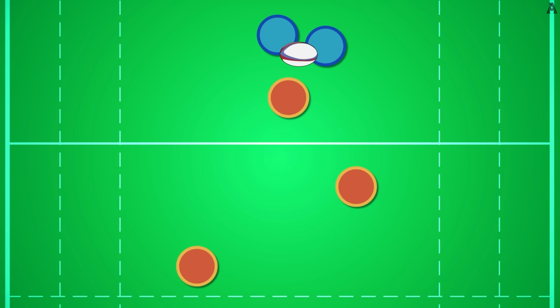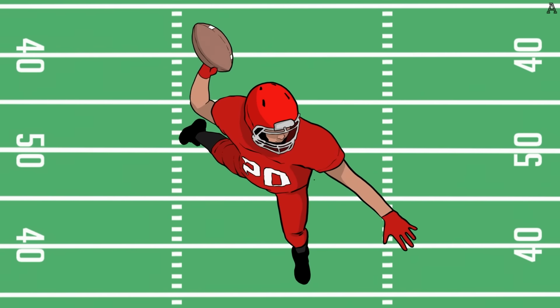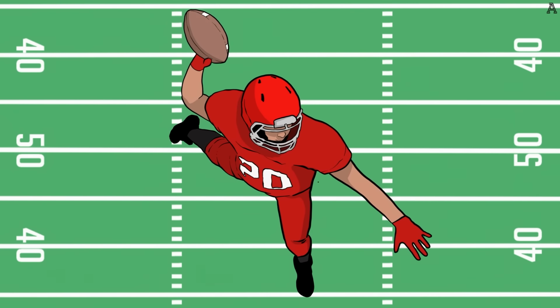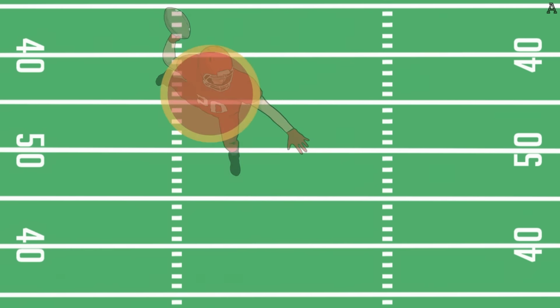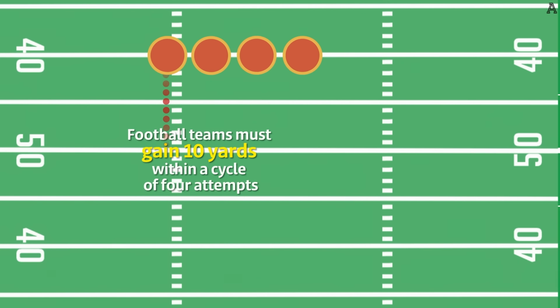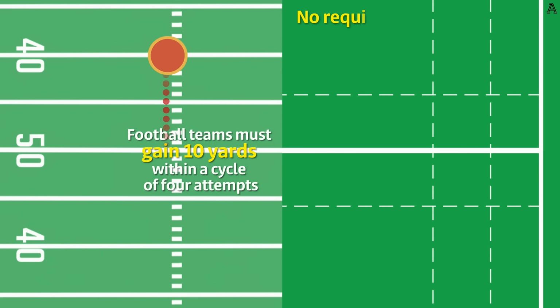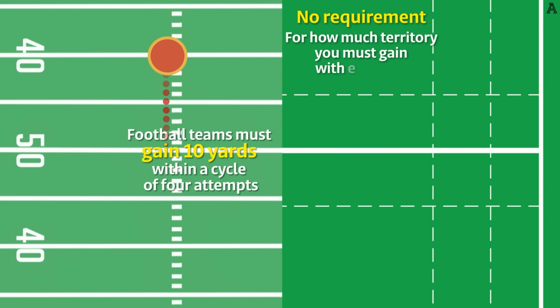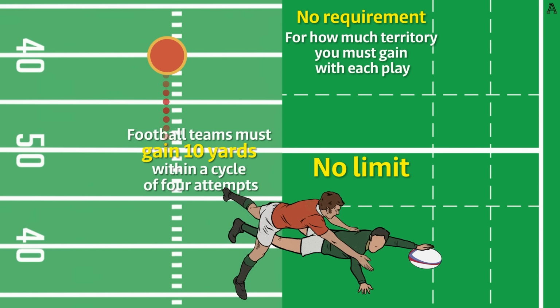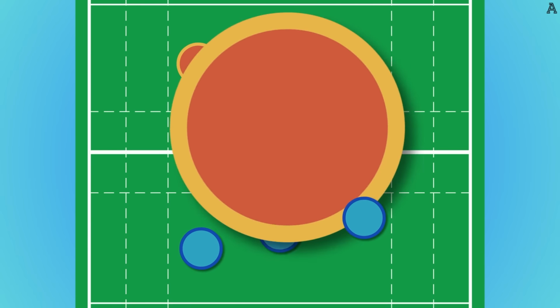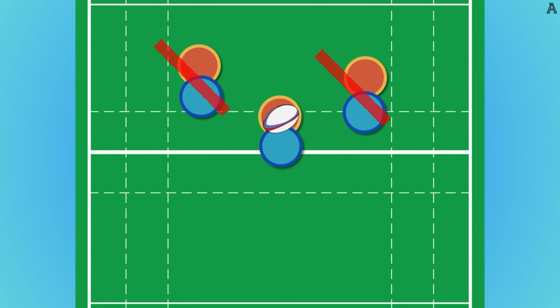And this is all fundamentally, of course, different to football, where a quarterback can throw the ball forwards to gain that territory. Football teams also have to gain 10 yards within a cycle of 4 attempts, but in rugby there is no requirement for how much territory you have to gain with each play, and no limit to how many times players can be grounded within a cycle of possession. And only the player in possession of the ball can be tackled, meaning that blocking is not allowed.